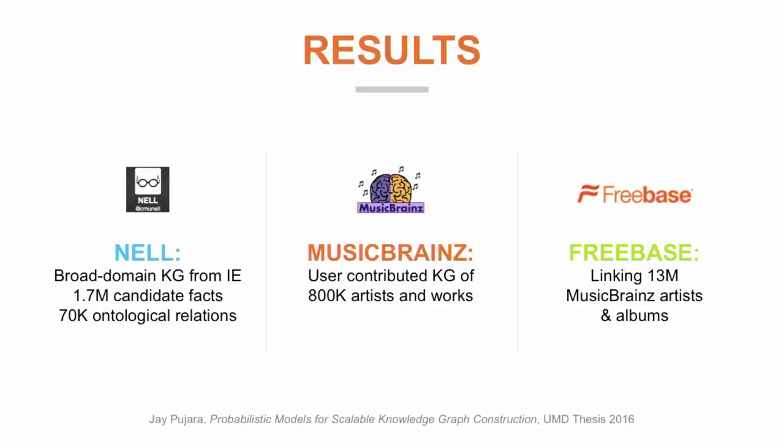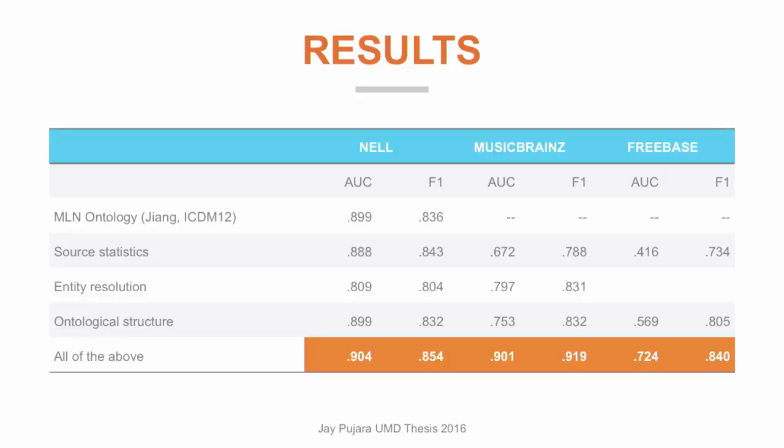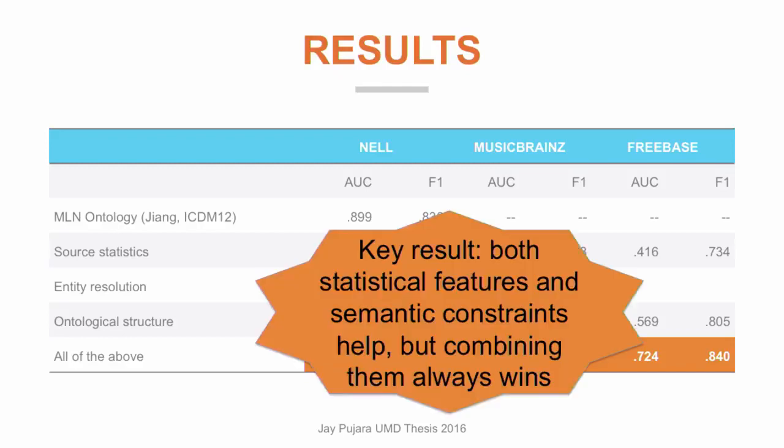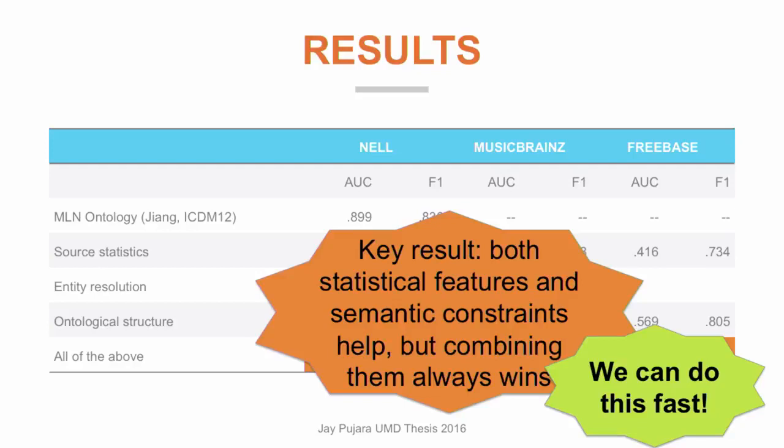But to summarize the results, he was able to show that across these three different settings, using each of the aspects of structure prediction that I talked about, we can improve performance. And that's great, but we can do it fast. So we can do this in a way that takes a few minutes, even over these really large knowledge graphs.